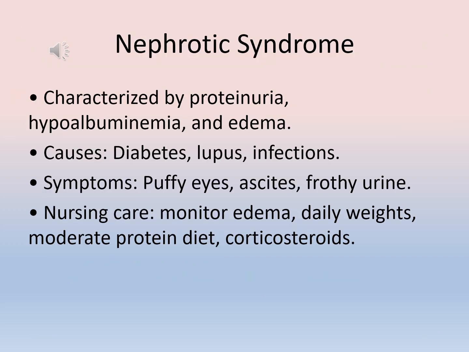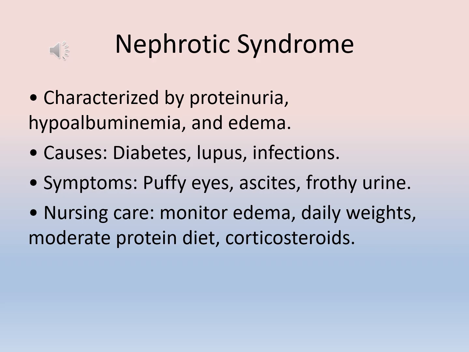Okay, so now we're going to briefly touch on something called nephrotic syndrome. So nephrotic syndrome is a glomerular disorder that's characterized by a massive loss of protein in the urine, also known as proteinuria, due to that increased permeability of the glomerular membrane. So this oftentimes causes a decrease in that serum protein, so it leads to that hypoalbuminemia. It causes edema, it causes hyperlipidemia, and it causes lipiduria.